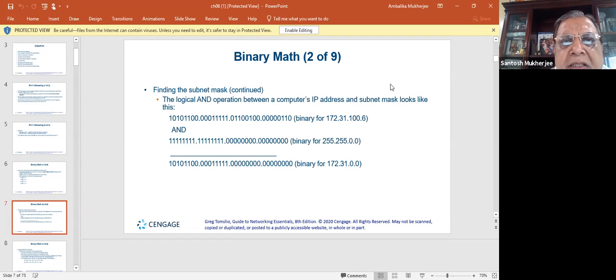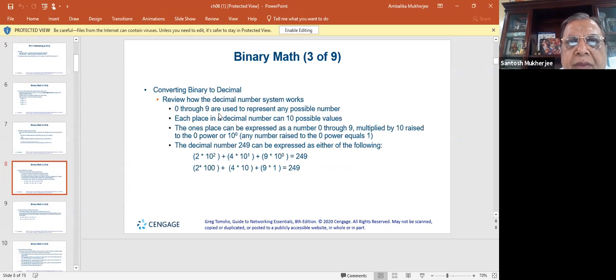So basically the subnet mask has the logical AND operational aspects between a computer IP address and the subnet mask. It looks like two binary numbers. Converting binary to decimal: review how the decimal number system works.